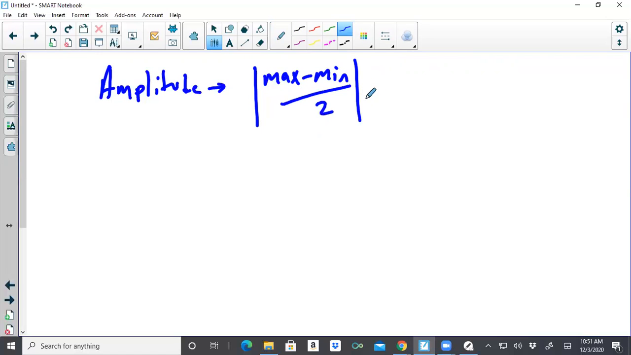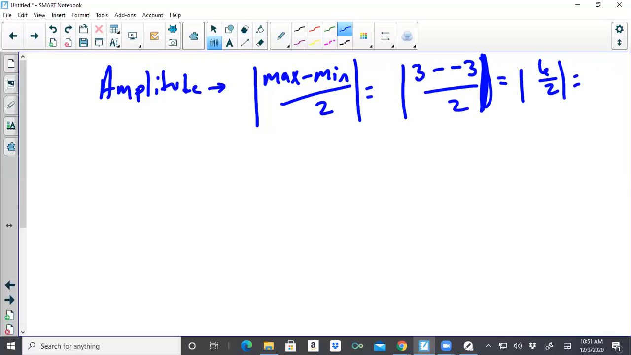On that last question, our maximum value is 3. Our minimum value is -3. So that tells me the absolute value of 6 over 2, and that is 3. You could also just look at this and count from the x-axis up. And if you count from the x-axis up, that's pretty much it.